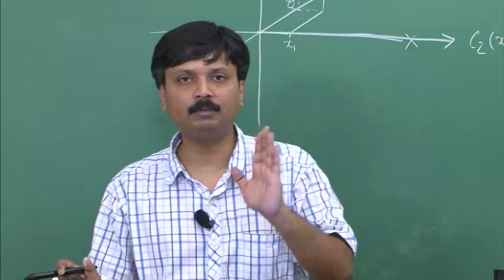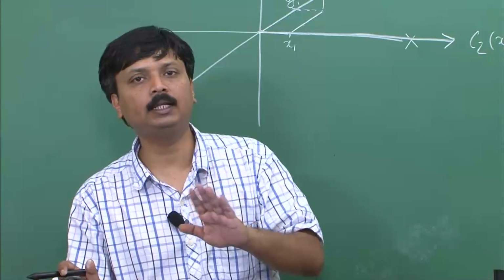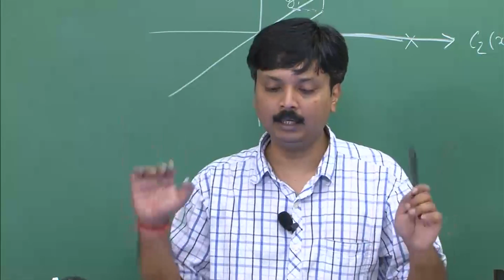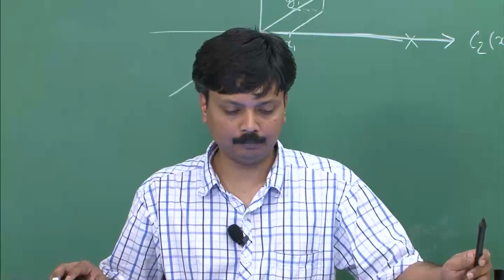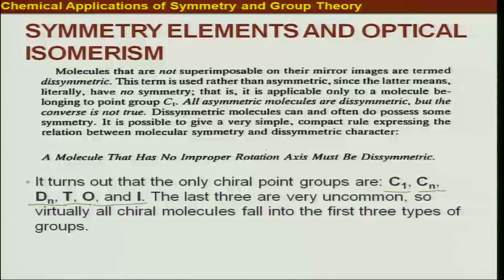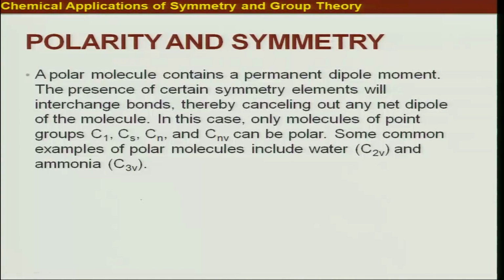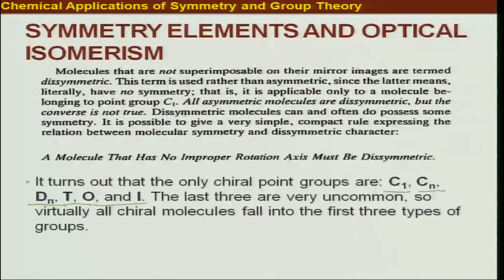There are exceptions, but that is because of something else, because of overall structural change, for completely other reasons, that has nothing to do with the Sn axis. So that is about chirality, and you can try to remember those point groups that I mentioned, C1, Cn and Dn, which end up giving a chiral structure and hence optical isomerism.